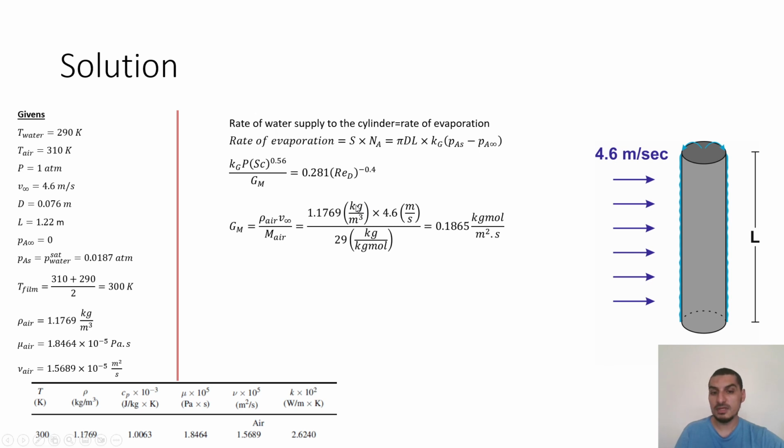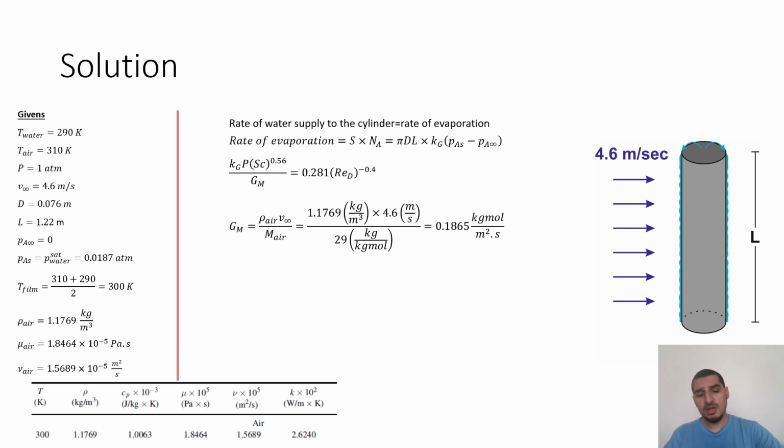So to convert the mass into moles, I divide by the molecular weight. So this will be moles per meter cube. If you multiply mole per meter cube by meter per second, it's going to be moles per meter square second. So this is GM. So GM is the density of air multiplied by the velocity divided by the molecular weight of air. And of course the molecular weight of air is known to be almost 29.